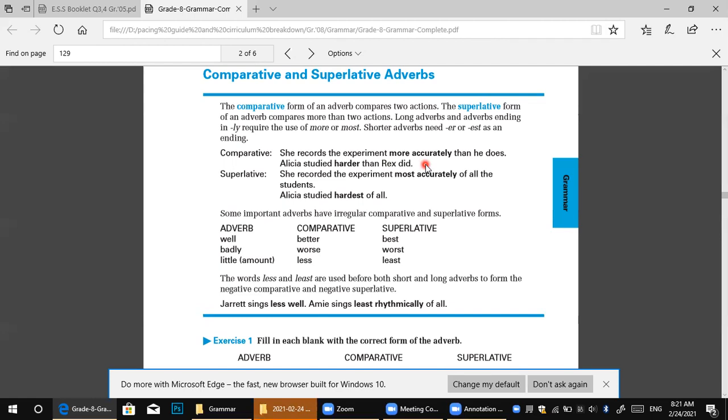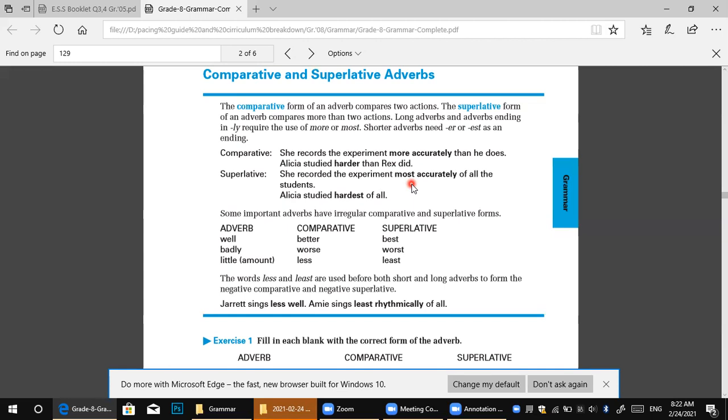But in the superlative, you have to add most, as in the same case with adjectives. For example, I have the most expensive car in the world. Expensive here is a long adjective, so I had to add what? Most. It is the same case in adverbs: the most accurately. Accurately is a long adverb, so you have to add most.